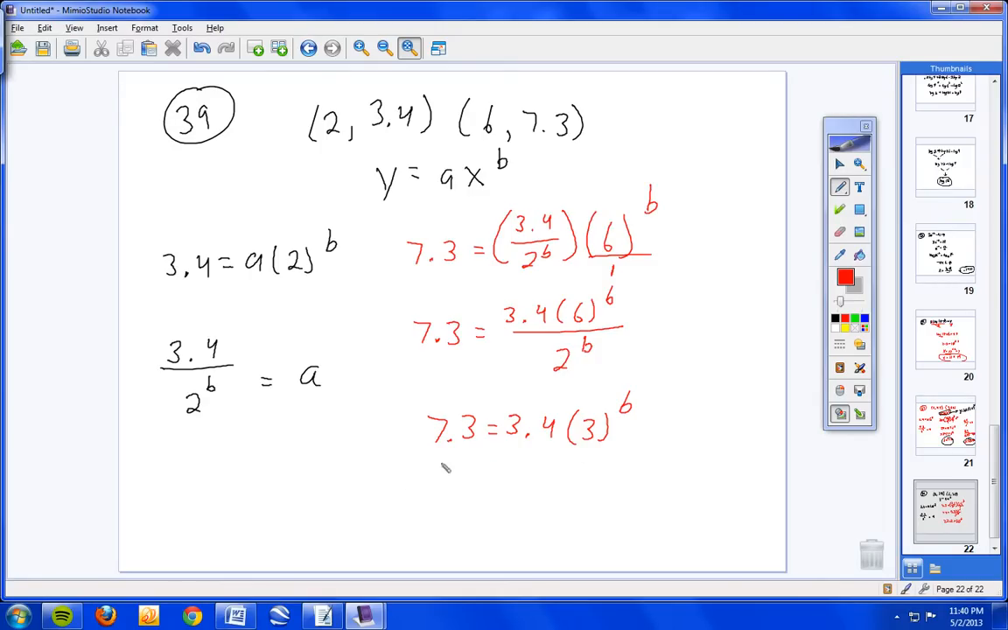And now we're going to divide both sides by 3.4 to get 3 to the b all by itself. So 7.3 divided by 3.4 is 2.15. So 2.15 equals 3 to the b.